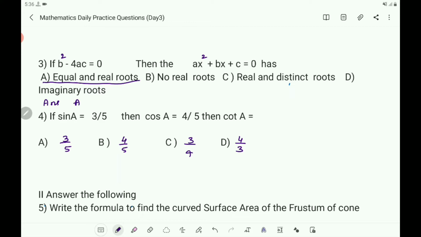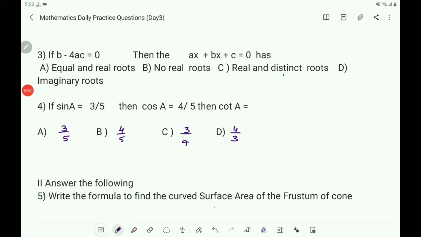Answer option A, equal and real roots. So if b square minus 4ac equals 0, then ax square plus bx plus c equals 0 has equal and real roots. Now you take the fourth question. If sin A equals 3 by 5, cos A equals 4 by 5, then cot A equals.